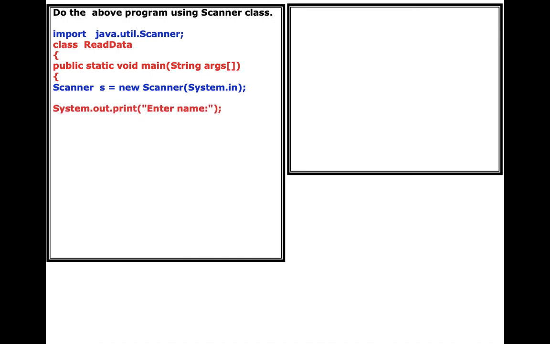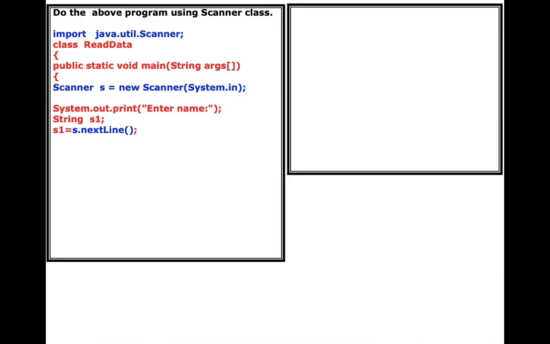Now, I want to read a string from the user. In the previous program, we wrote s1 = stdin.readLine(). Now the stdin of the previous program is replaced by s of this program. I repeat, the stdin of the previous program got replaced by s. So now we will write s dot something instead of stdin dot something. So we'll write s1 = s.nextLine().